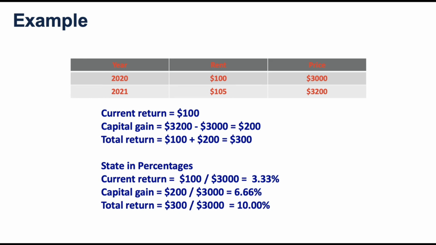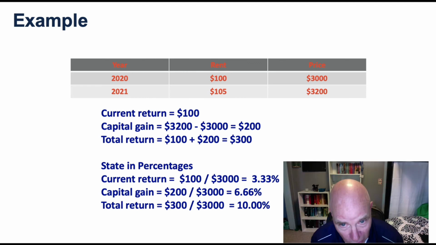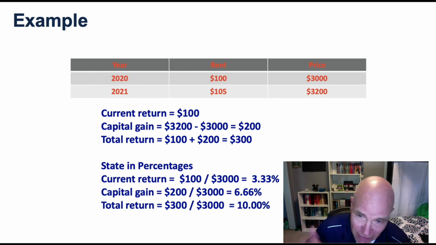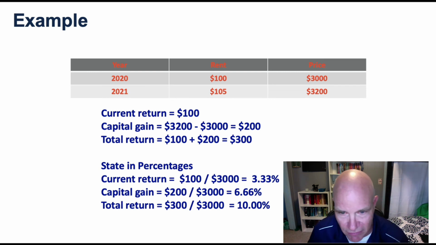During that year, we had rent. In this case, we have a real estate, and it's worth $100. Price at the beginning was $3,000. Price at the end was $3,200. We have $200 of capital gain for 2020. Total return then is $300. We can state that in percentage terms by dividing by the asset value at the beginning. So we have the 10% total return there. You see the calculation measurements there.